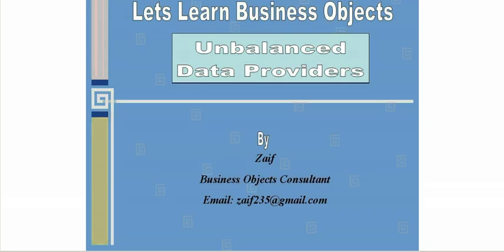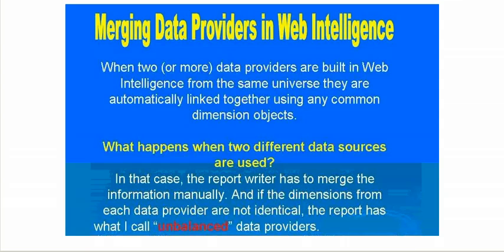Unbalanced data providers. One of the more powerful features of Web Intelligence is the ability to combine data from more than one source into one document. This is done by creating multiple data providers, linking them up, and using the combined results in a report flow. Merging data providers in Web Intelligence.